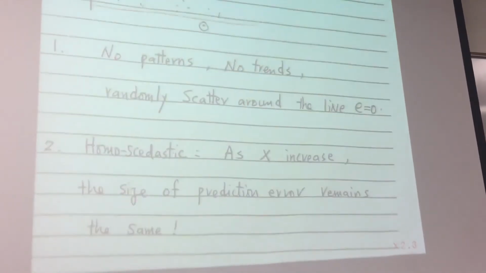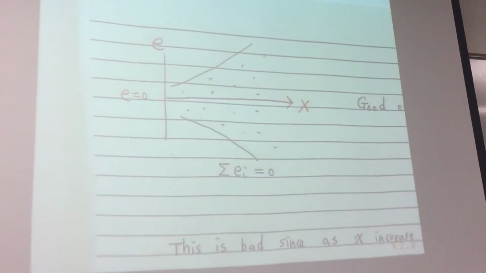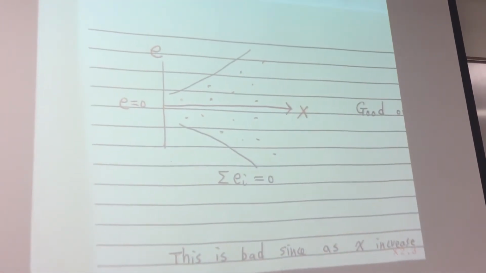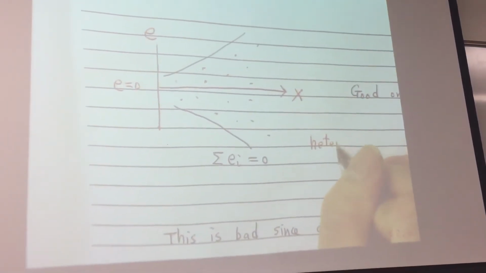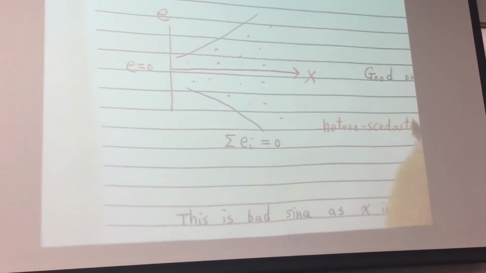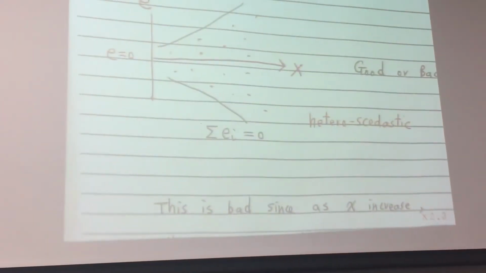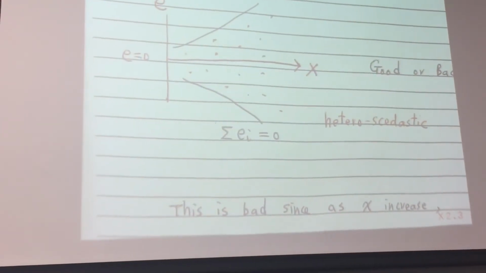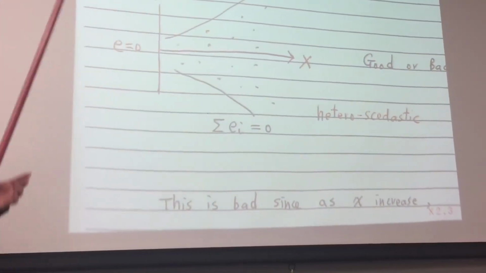Now, the one I showed you before is bad in the sense that the degree of scattering is not the same. This is what we call heteroscedastic. The size of the prediction error is not the same for different levels of x. So this is not a good residual plot. Is that okay?